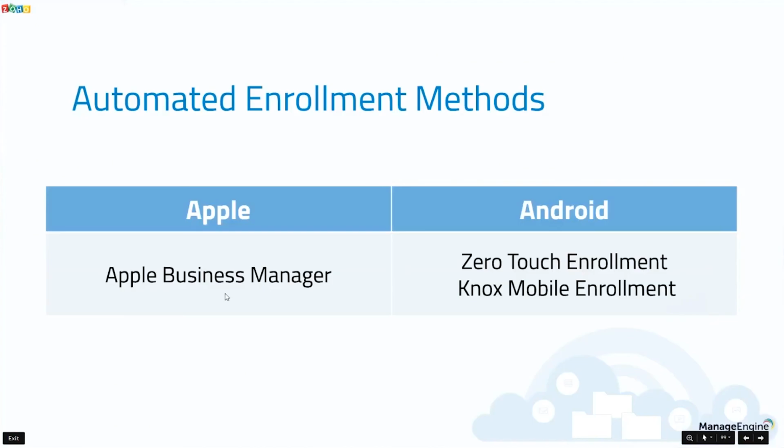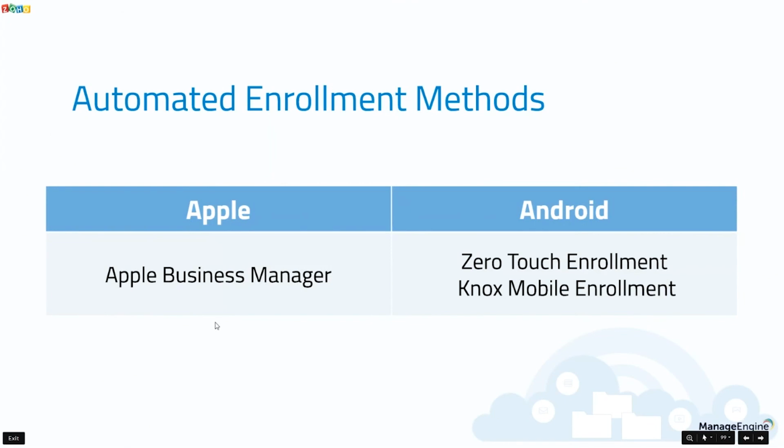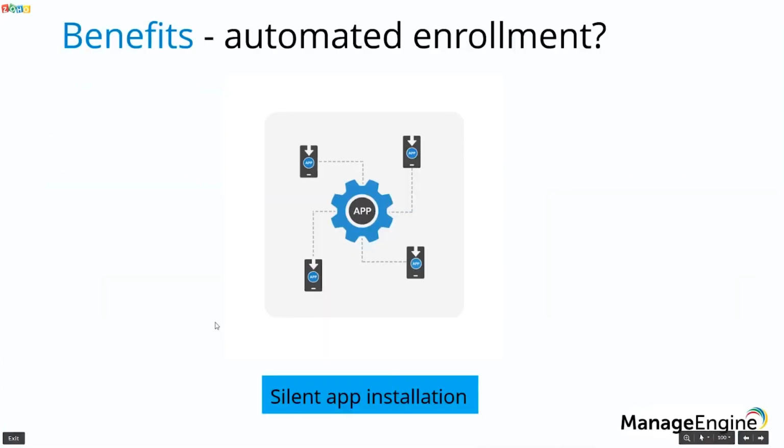That's what we offer: Apple Business Manager. And for Android, we have Google Zero Touch and Knox. I've just showed you about Apple Business Manager. And when it comes to automated methods, like the devices which are registered from the initial welcome screen, you get a lot of benefits, like you have silent app deployment. Without waiting for the users to accept it, you can silently install applications on the device.